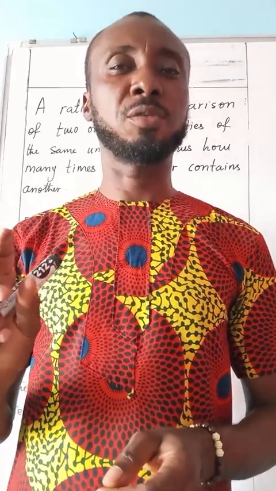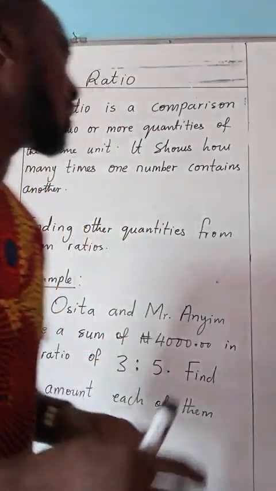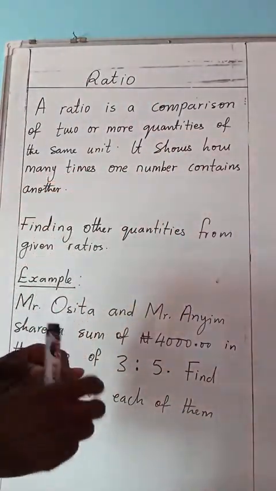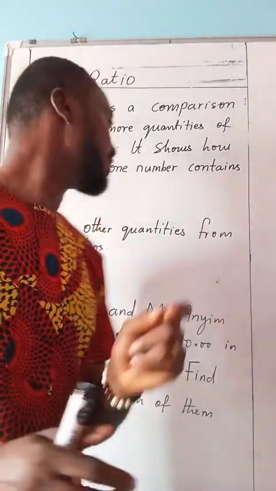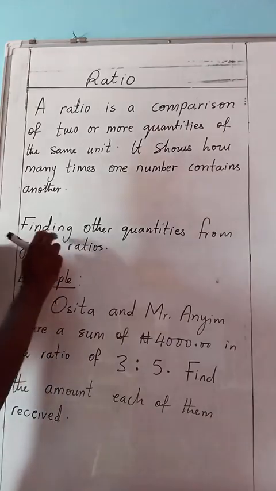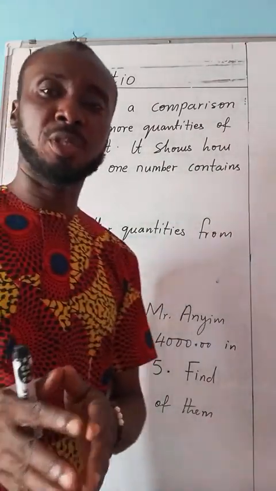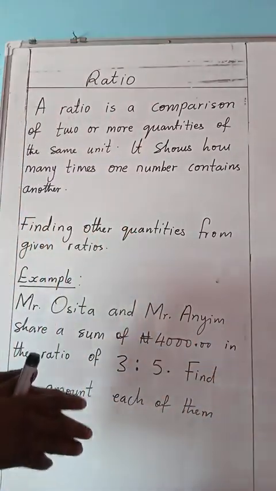So before we continue, let's look at the definition of ratio again. A ratio is the comparison of two or more quantities of the same unit. It shows how many times one number contains another. Now, we are looking at finding other quantities from given ratios.